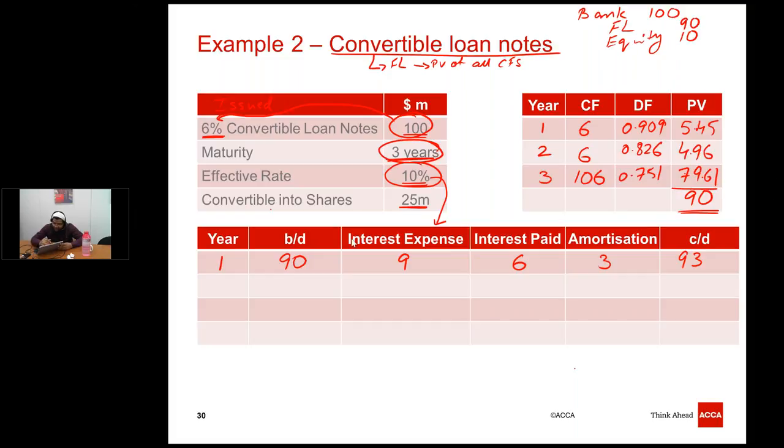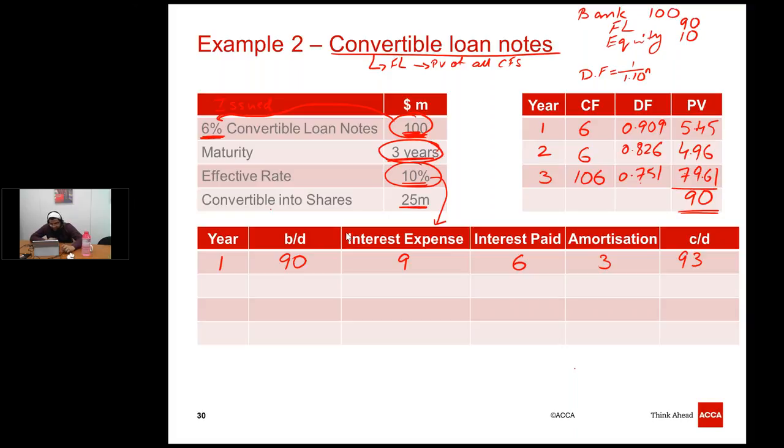Now for the financial liability, we are preparing the table. Okay, Dani is asking where did 6 come from. Dani, 6 is $100 million of the face value, par value into 6% coupon rate. And Cooley is asking how did you get the discount factor. Cooley, discount factor is 1 divided by 1.10 to the power n. So power 1 for the first year, power 2 for the second year, power 3 for the third year.